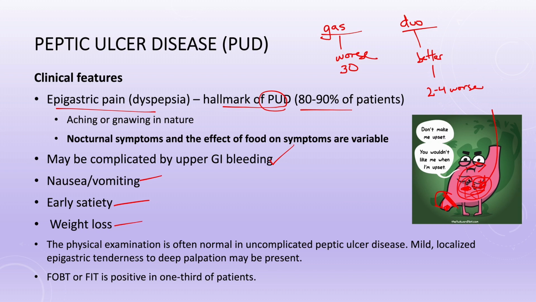Okay. Physical exam tends to be normal in uncomplicated peptic ulcer disease. You may get kind of this mild epigastric tenderness on deep palpation. And then also on a fecal occult blood test, we can get a positive result because of this bleeding that happens that we can't really see. It can be microscopic in the stool.